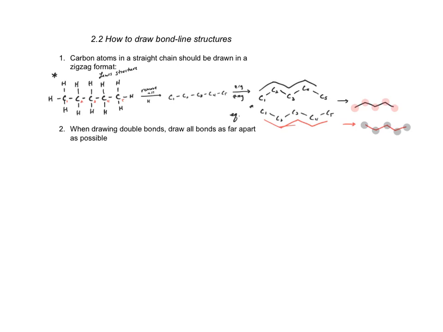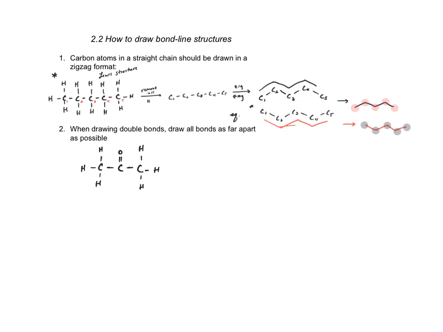A couple other things to note. First off, let's say that we have a double bond. When we draw those structures, we want to make sure to keep the bonds as far apart as possible. So for example, let's say we had a structure like this. We have carbon, carbon. We've got a double bond here to oxygen. And these are just CH3 groups. Let's say I wanted to turn this into the bond line structure.